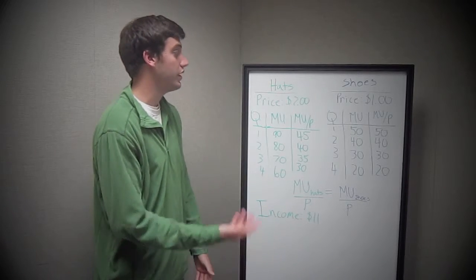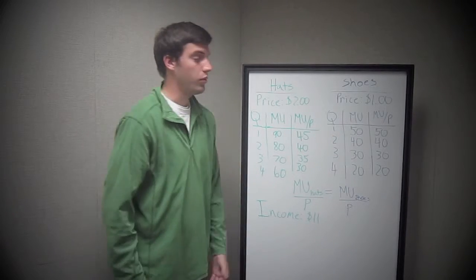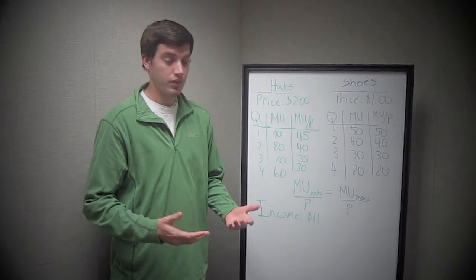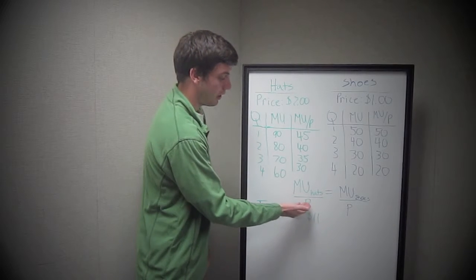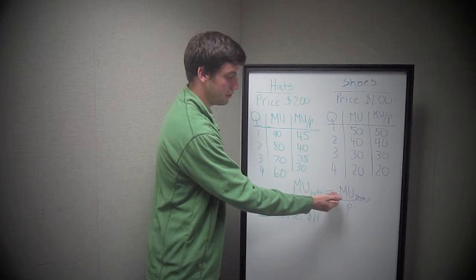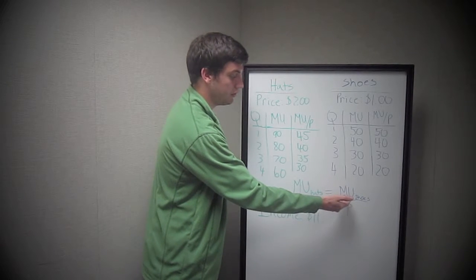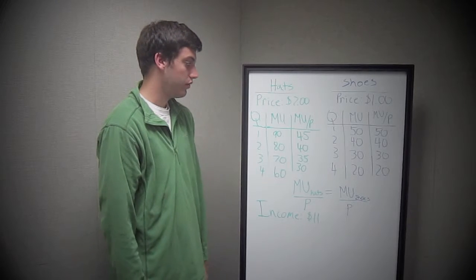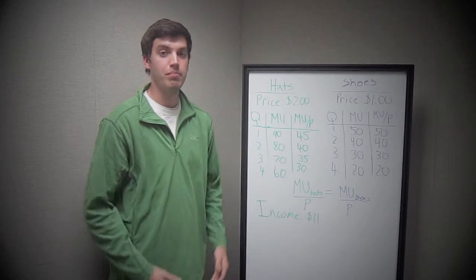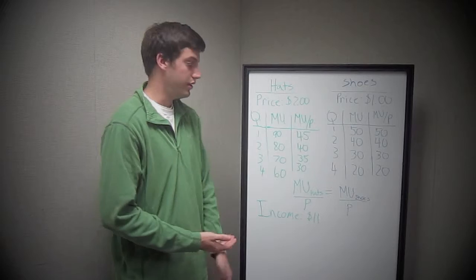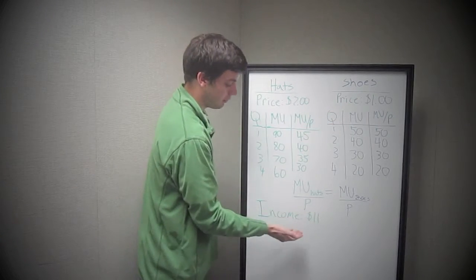So when we go out and say we're buying hats and shoes, we want to maximize our utility. And we do this with this formula right here. MU over P is equal to MU over P, where this side represents hats, this side represents shoes. And when those two equal each other, that's when we maximize our utility. And these prices right here should equal our income.